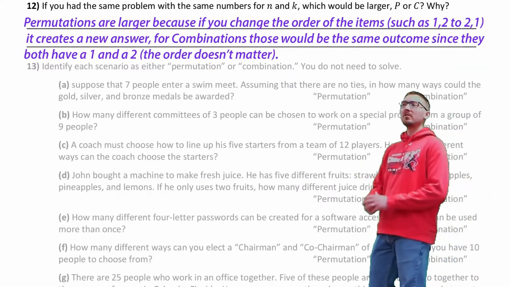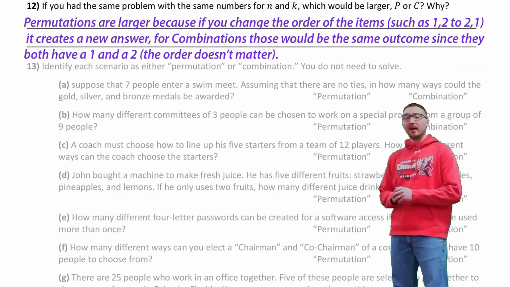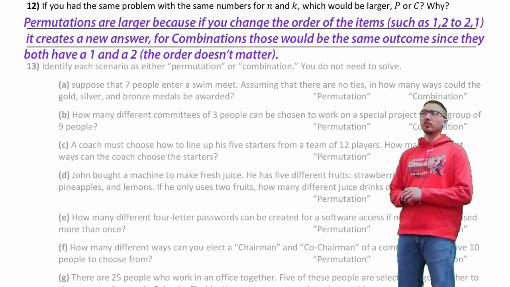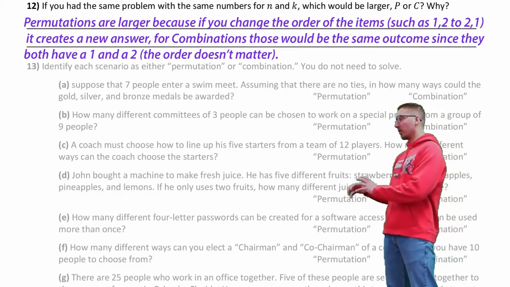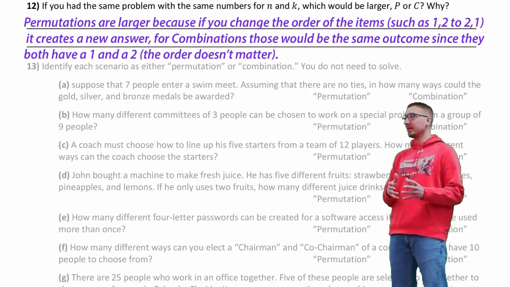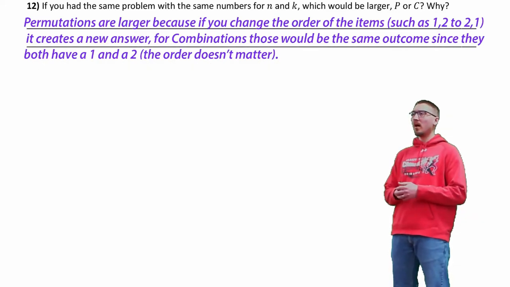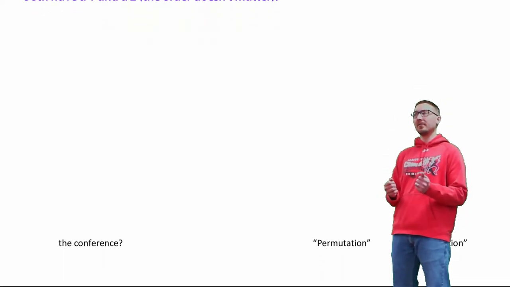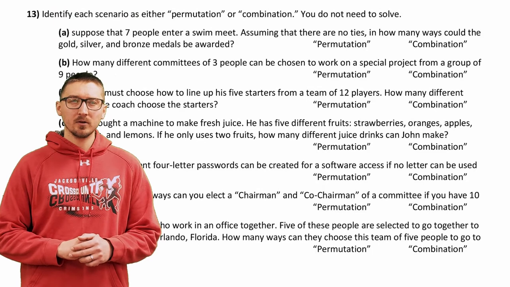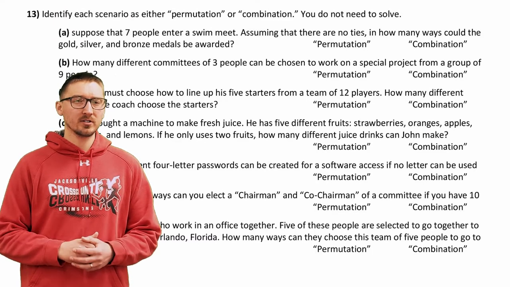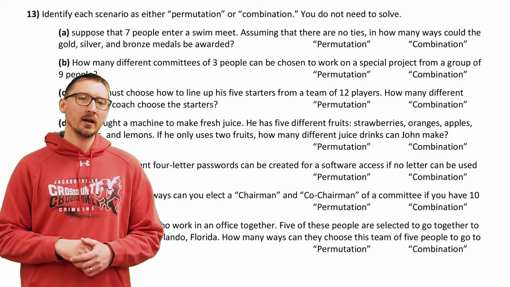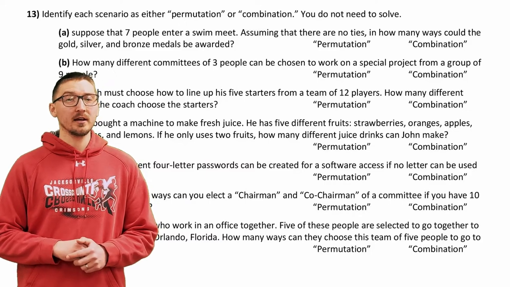I would encourage you guys to pause the video for question 13. The answers here are gonna go pretty rapid fire. We're just identifying if a situation warrants a permutation or a combination, and being able to argue for why it's going to be one versus not the other. So take a second, and I want you to try all the different sub-questions in 13, and then you can go ahead and hit play and check your answers as we go.